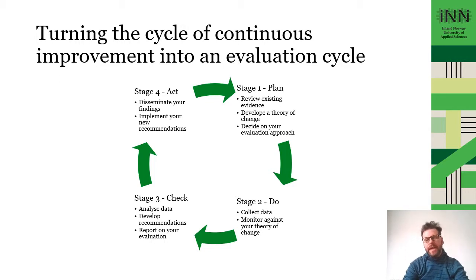So in stage one, when we're planning, we want to be reviewing existing evidence, as I've talked about, developing a theory of change, which I'll go on to explain, and deciding on your overall evaluation approach. You then, when you're actually doing the activity, want to be collecting data, monitoring against your theory of change, and then you want to be analysing data, developing recommendations, reporting on your evaluation, and finally disseminating your findings and implementing your new recommendations.